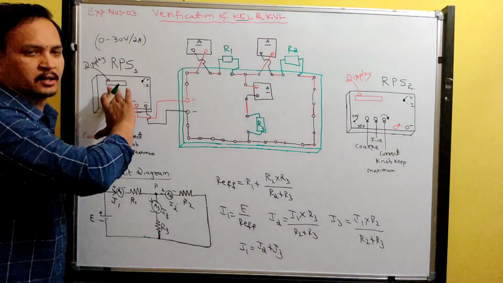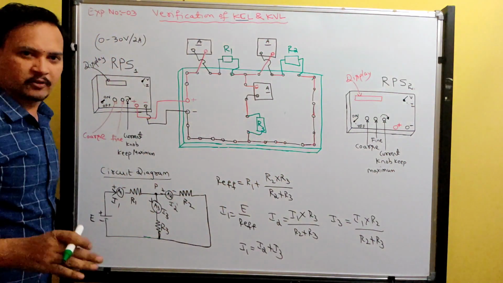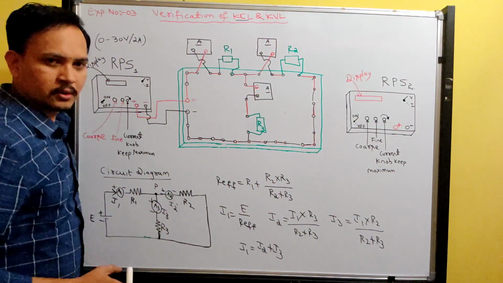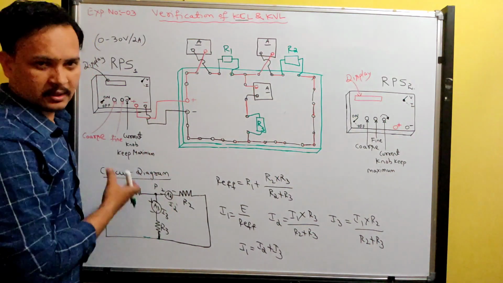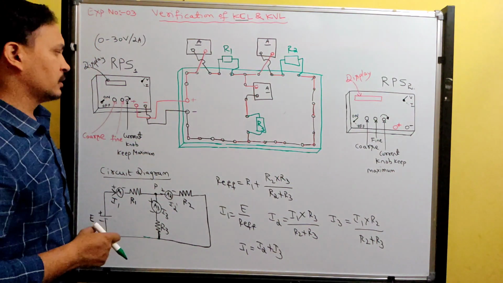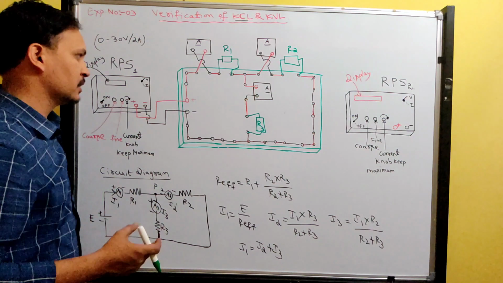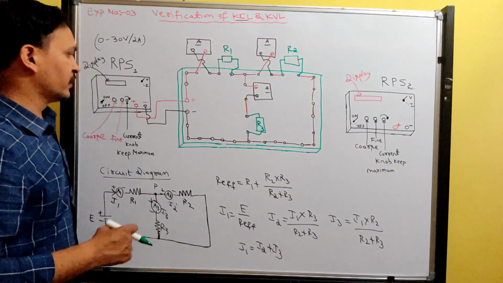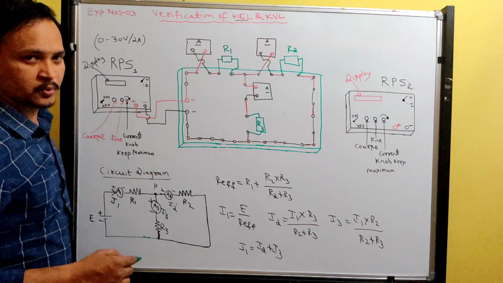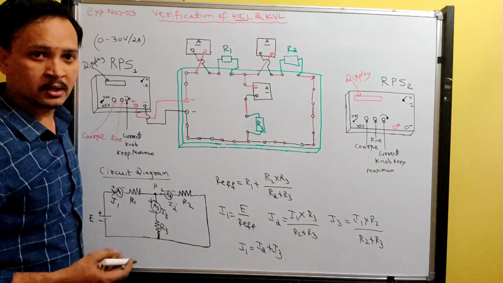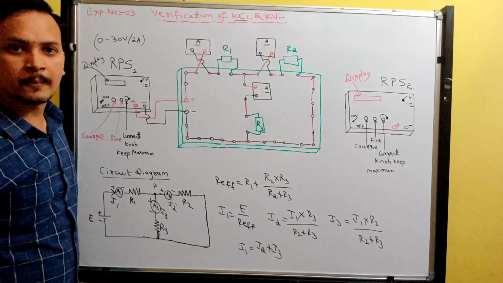So the connection is done. Now call the professor and show your connecting wires and all. The professor will check and say yes, it is correct, or wrong. If it is correct, then you will be asked the procedure: how you are going to turn on the experiment and how you are going to take the readings.